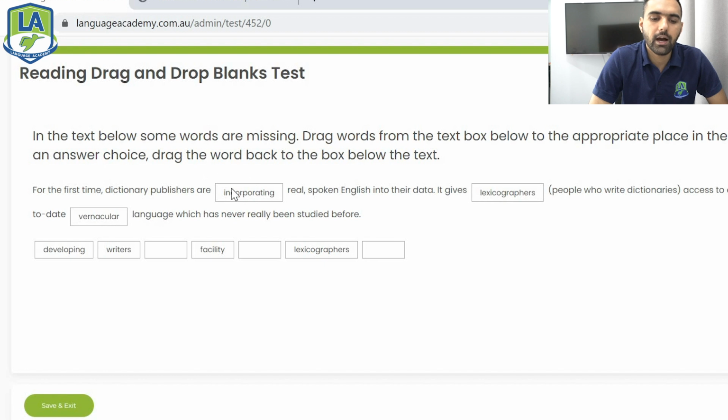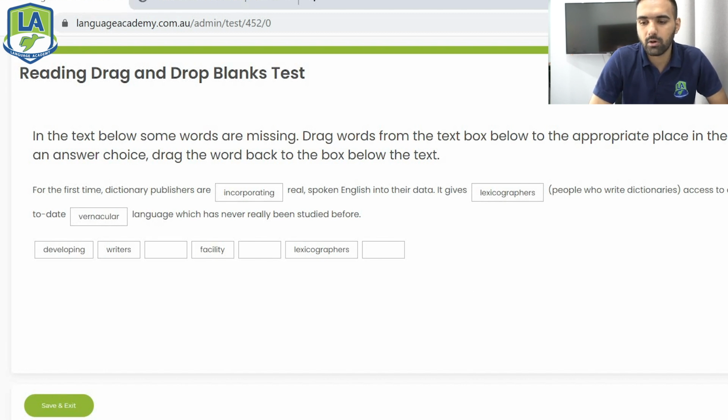Now, how did I solve it? The first blank, ing form. The second, because we have got people who write dictionaries. We were only left with one word. We had to use a word which gives us more information about language. None of the leftover options were giving any information about language. Even if I'm not sure about vernacular, what does it mean? I'll just select this and move on, because this is the only option which we are left with.